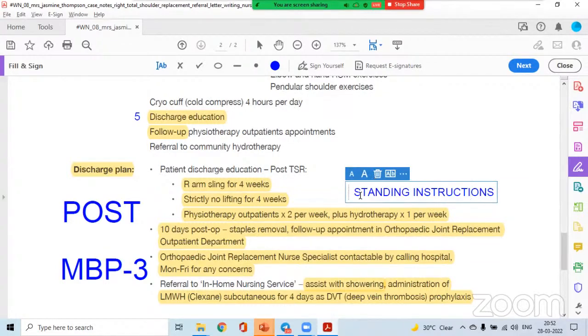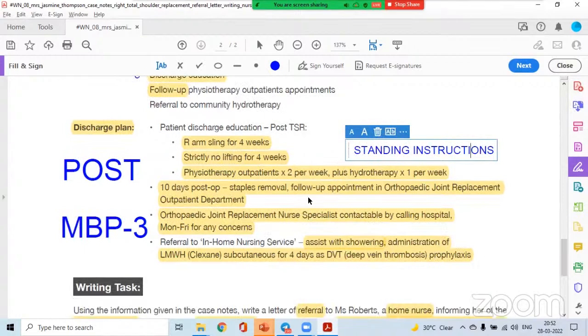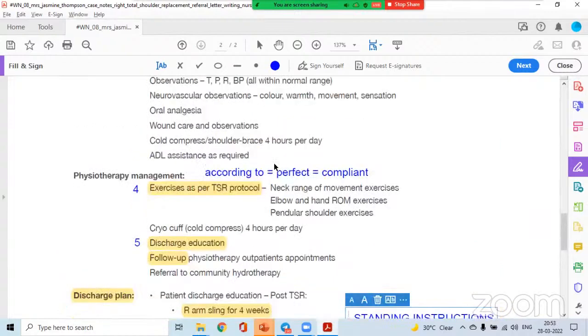We can make this one into two parts also if you want. First one regarding the general things, and the last one is what assistance is required. Referral to in-home nursing service. These two points you can write in the end. And remaining points, you can write this as second paragraph and this as third paragraph also. Okay, then next.